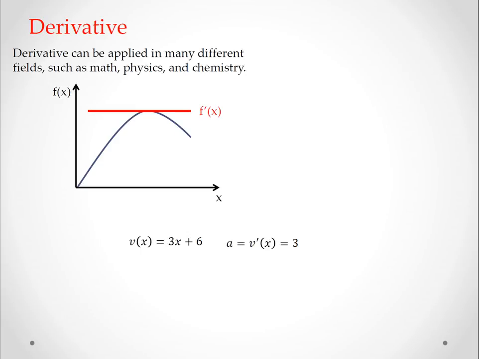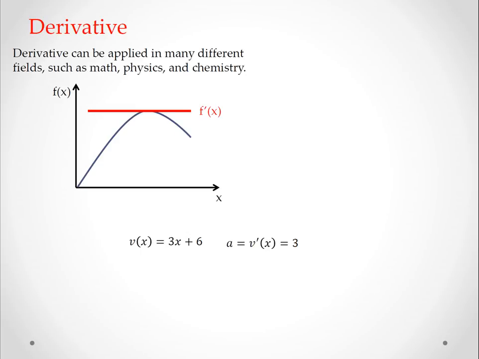So first, let's look at what a derivative is. Derivatives can be used in many different fields, for example, in math, physics, and chemistry. What we can see here is the graph going up and going down. On top of the maximum point, you can see there's a flat line. The flat line indicates the graph reaching the maximum point, which means the horizontal line is the maximum value the function reached.